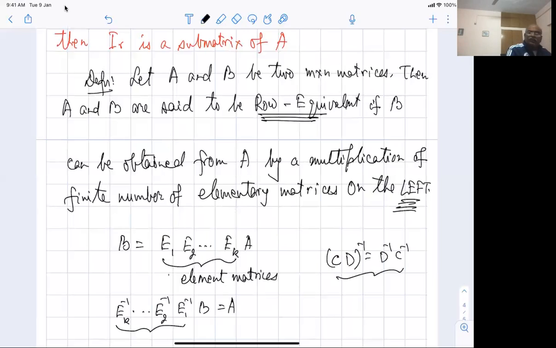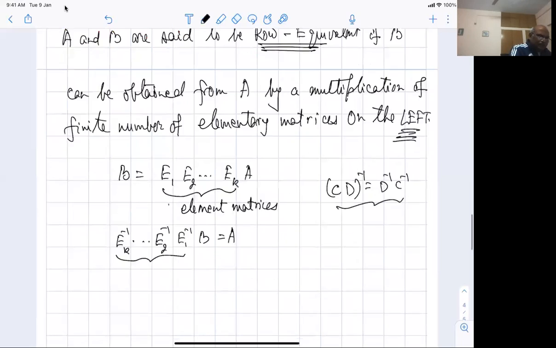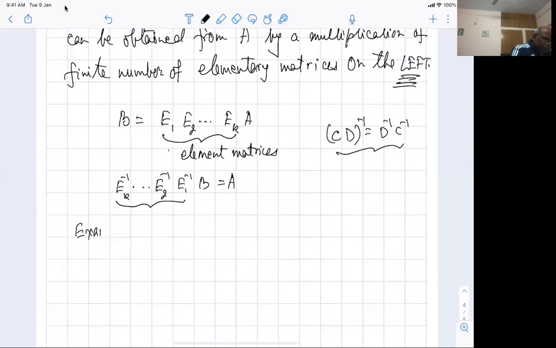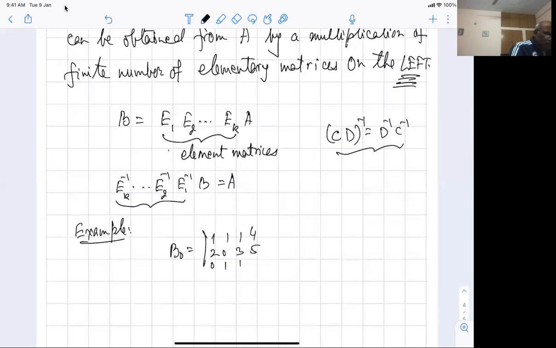Fine. So if A is equivalent to B, B is also equivalent to A, and A is equivalent to itself, things like that. As a final example, I'll look at an example I had done earlier. I had my augmented matrix, B0, which was 1 1 1 4, 2 0 3 5, 0 1 1 3.